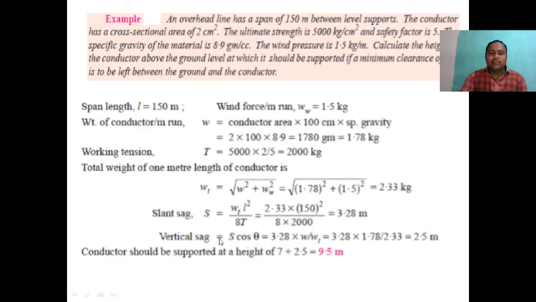The vertical sag formula is S cos theta. We get 2.5 meters. The conductor should be supported at a height of 7 plus 2.5 meters. Already we get the minimum support height as 7 meters. Add the vertical sag 2.5. Totally we get 9.5 meters.